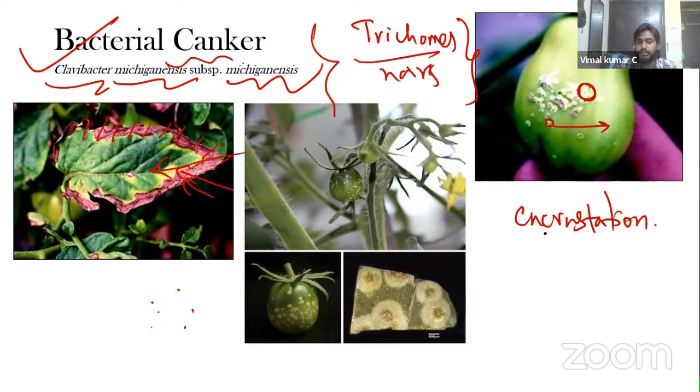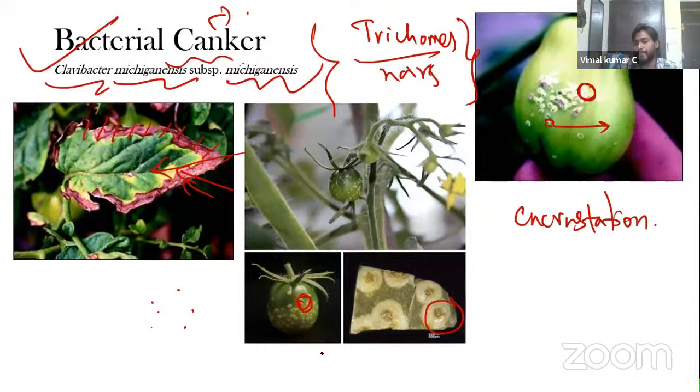Canker is nothing but uncontrolled multiplication of the cells, with necrosis. Here you can see encrustation, right? And just like cancerous cells, it will be there on the fruit, right?